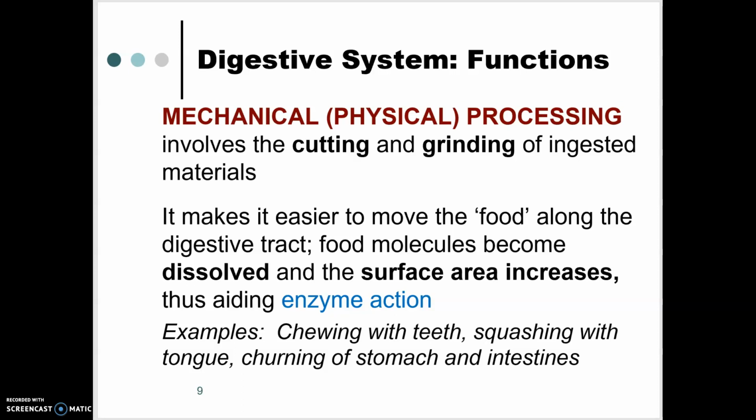Now, physical digestion is not just chewing. You can also have squashing with your tongue. Your tongue is quite important for manipulating food in your mouth and breaking it down into smaller pieces. And we also have pretty powerful muscles in the stomach, which can turn and twist and mix up your food, but also physically break it down as well. So there's more to mechanical processing than just chewing.